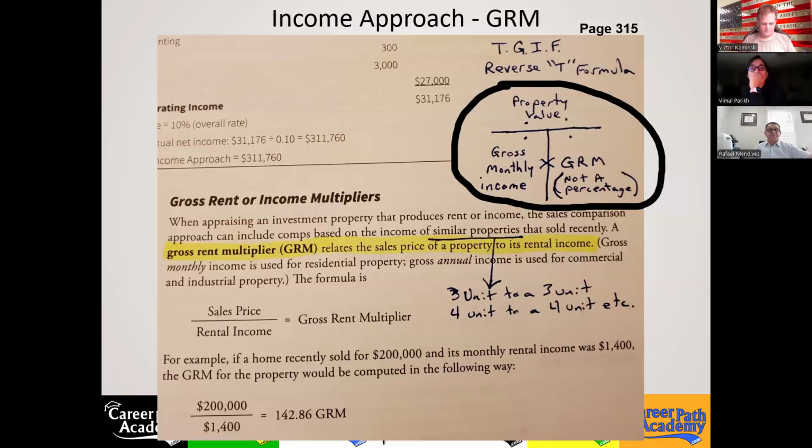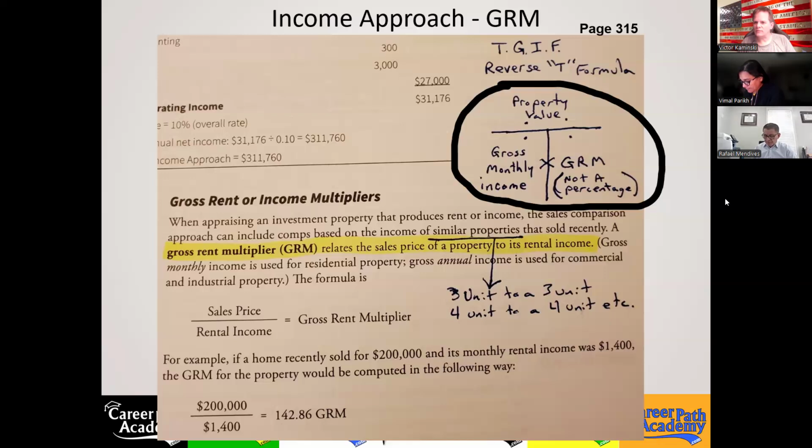And for GRM, sales price goes on top and rental income on the bottom, right? Yes, sales price on top. That's a simple one. You don't have to have a T formula. There is only a T formula for the reverse. And this one is simple: sales price divided by rental income.